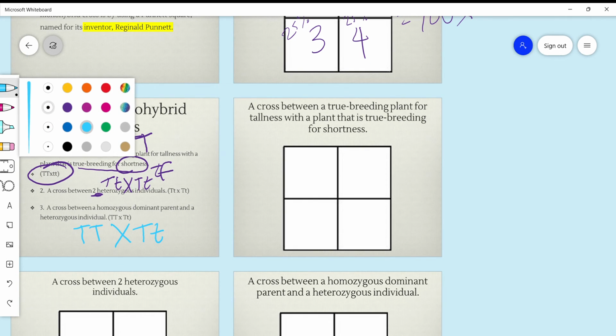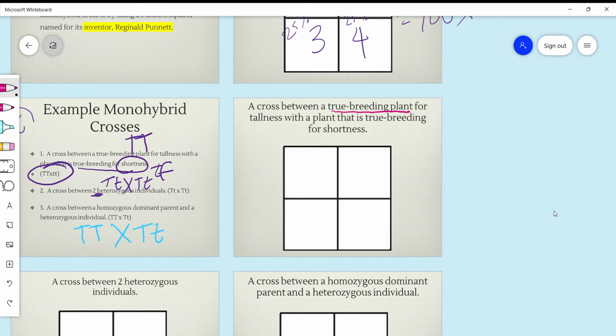Let me change my color. All right, a cross between a true breeding plant for tallness. Okay, so in this case, we're already thinking of our letters. So it's going to be 2 uppercase T times a plant that is true breeding shortness. In this case, it would be 2 lowercase t.